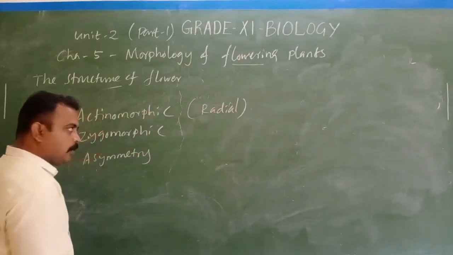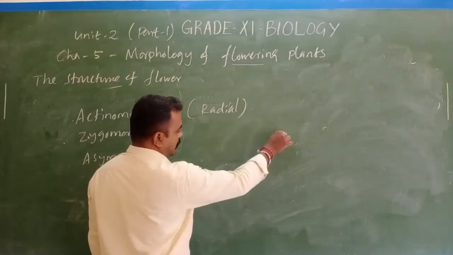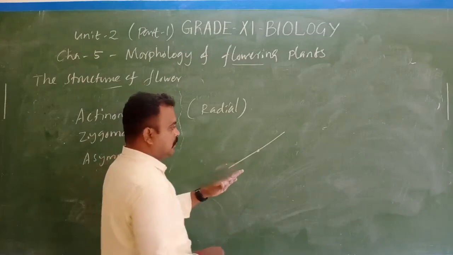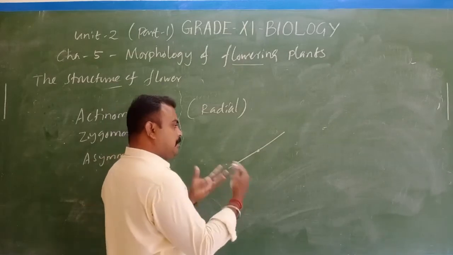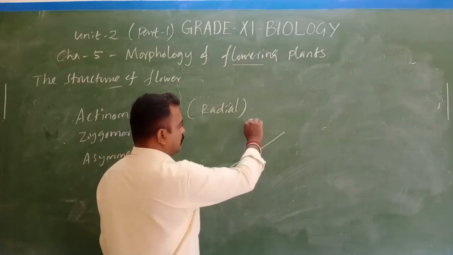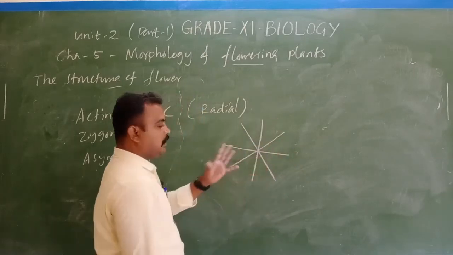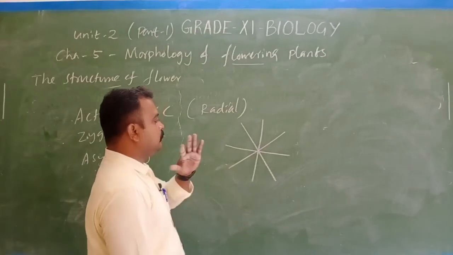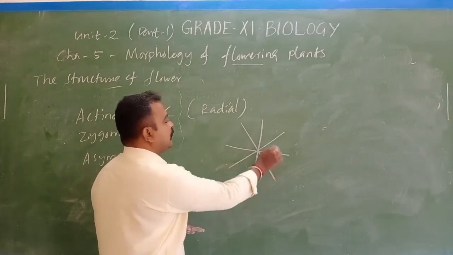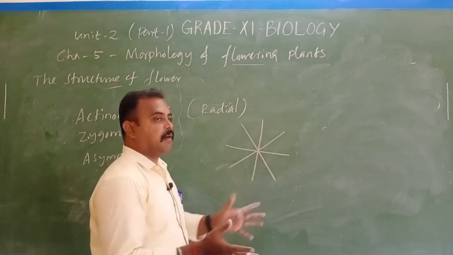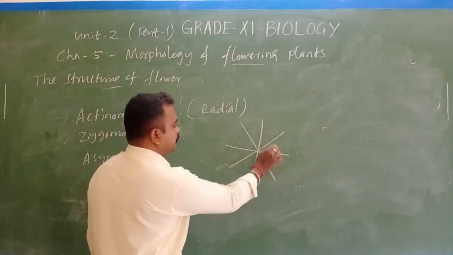Radial symmetry means, in the center of the axis, if you take one plane and cut it, it is divided into equal halves. Not only one plane, but any plane, two, three, four, if you pass it through the axis, it divides the flower into equal halves. That is called radial symmetry, where all the parts are the same.